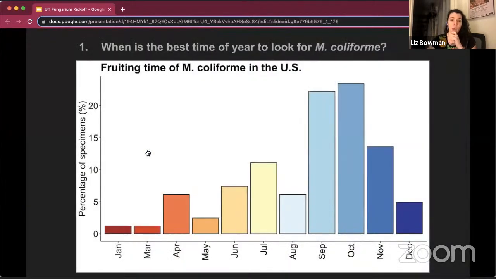Okay, so I did some quick analyses to answer these questions. So here I took all of the samples, and you can see that the highest abundance of observations were in the fall. So on the y-axis here, we have percentage of the total specimens that I was able to download, and on the x-axis, it's each month. You can see September and October have the highest number of observations. So that would be my best time of year if I wanted to go out and find this mushroom to go.